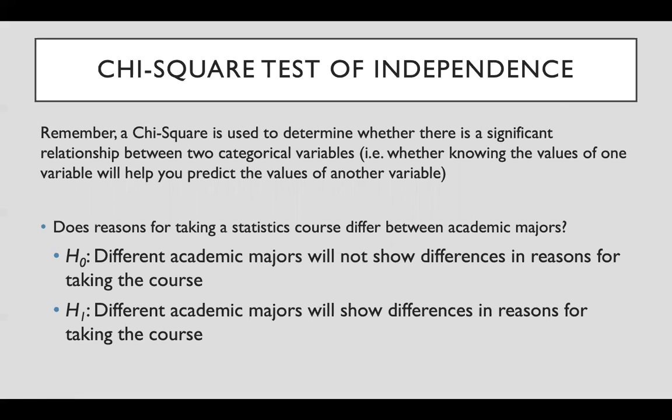If you remember, chi-square is used to determine if there's a significant relationship between 2 categorical variables. In this case, the categorical variables are what is your major and what are the reasons you took the course, and the reasons are like interest, out of interest because I have to, or because my advisor recommended it. I think those are the 3. So you're comparing major to reasons, and those are 2 categorical variables. Our null hypothesis would be that there's no difference between majors and the reasons that they're taking the course, and the alternative would be that there is a difference.